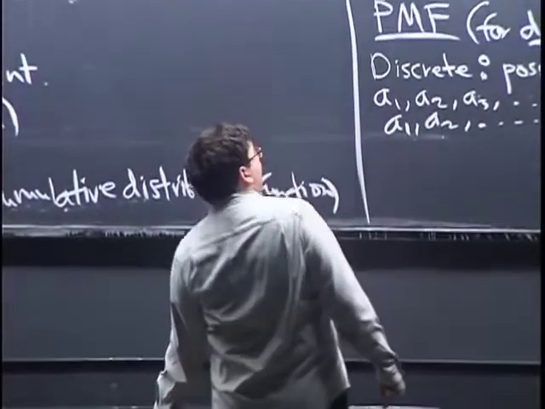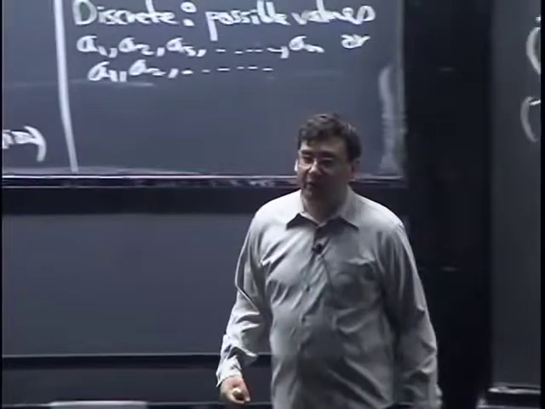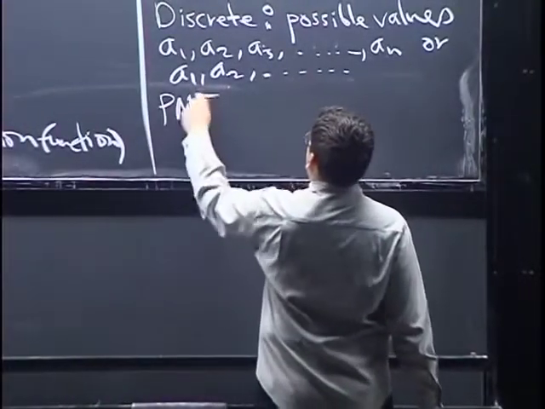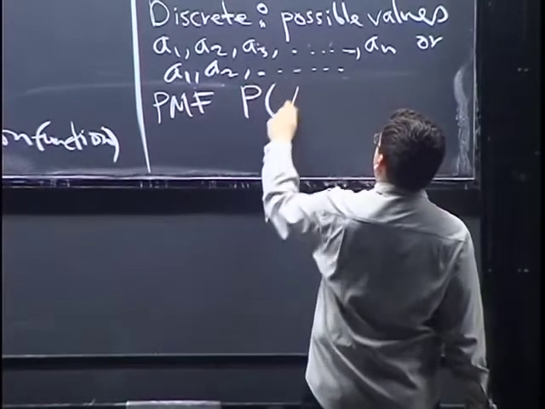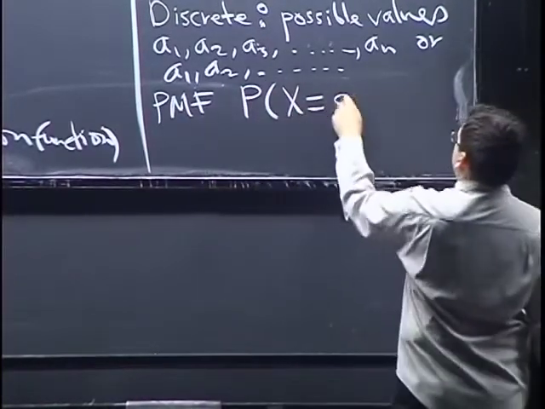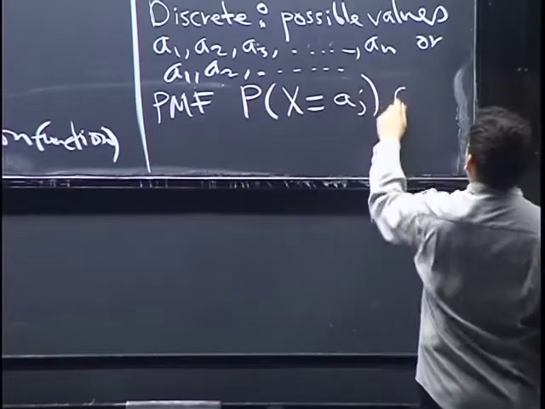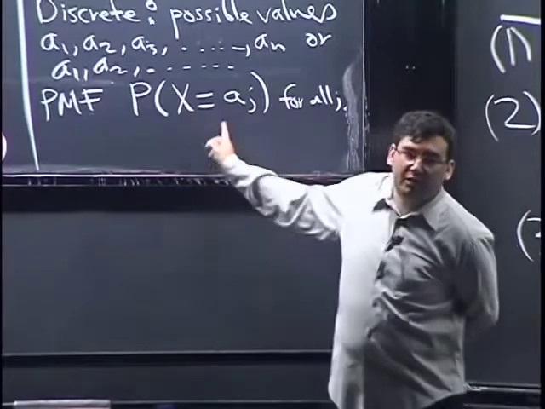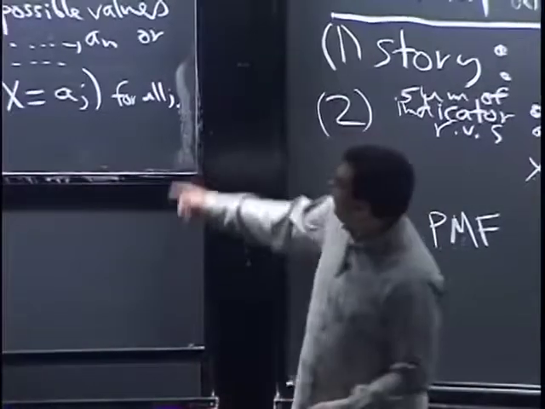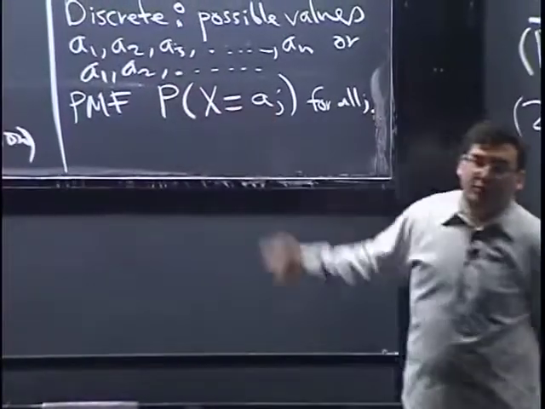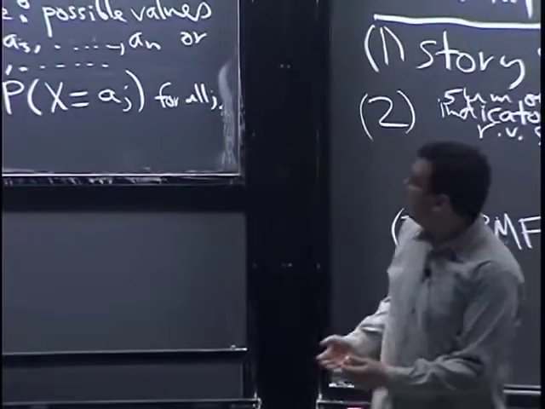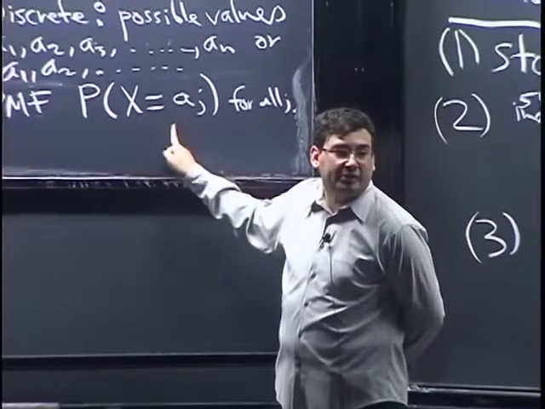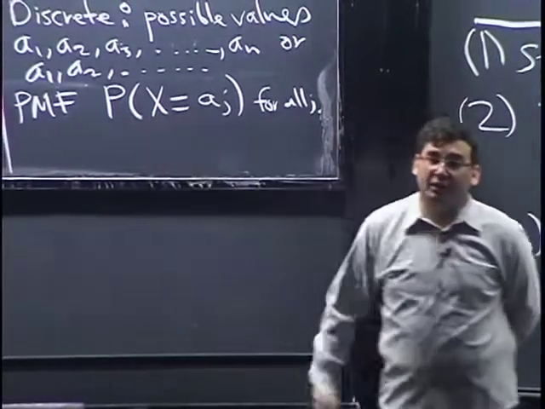And once we have that, we can say, what's the PMF? The PMF is just the probability that X equals a_j for all j. So to say what's the PMF, you have to say, for example, if these a_1 through a_n are just the integers 1 to n, we have to say what's the probability that X equals 1, what's the probability that X equals 2, and so on. We have to specify all of those probabilities.